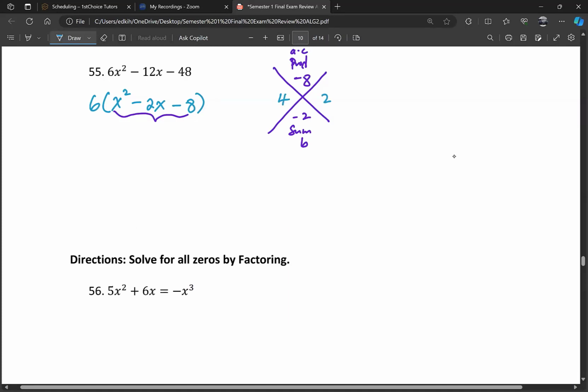But what signs do we need? 4 times 2 is a positive 8. We wanted a -8. 4 plus 2 is a positive 6. So we have to make this 4 negative. Let's see if it works. -4 times 2 gives us the -8 we wanted. -4 plus 2 gives us the -2 that we wanted.